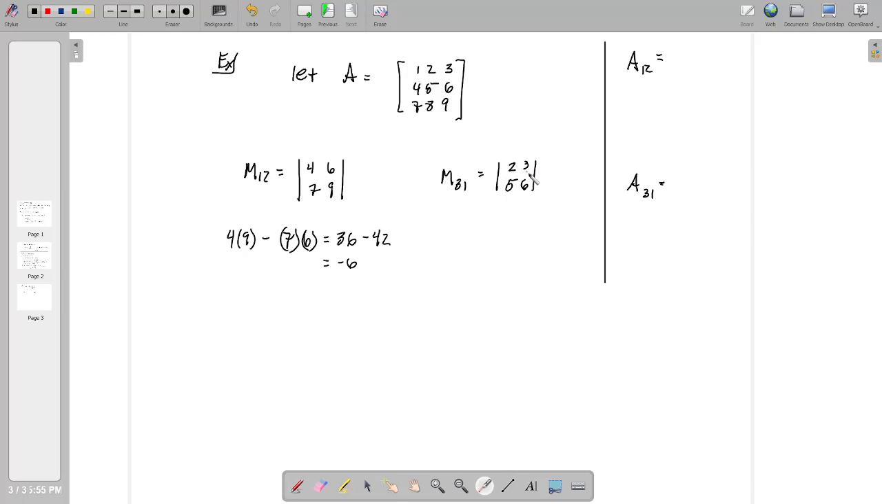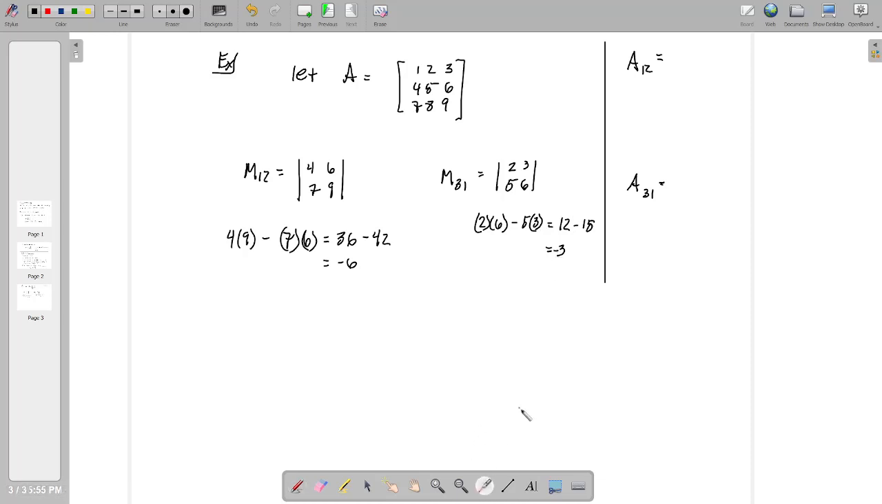Now again, we know how to take the determinant of a 2 by 2. So we do 2 times 6 minus 5 times 3. 2 times 6 is 12. 5 times 3 is 15. So we get a negative 3.